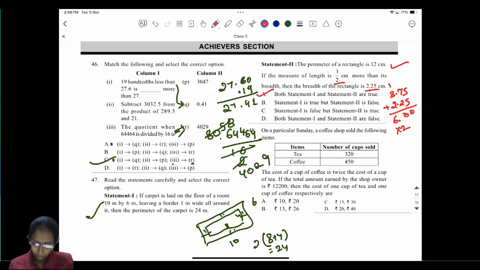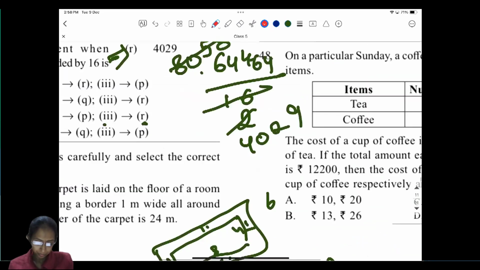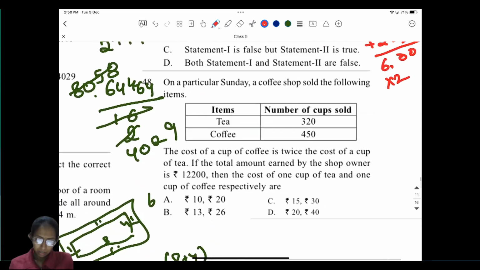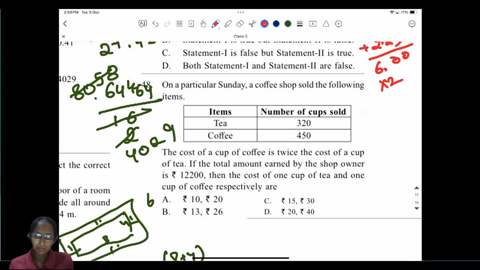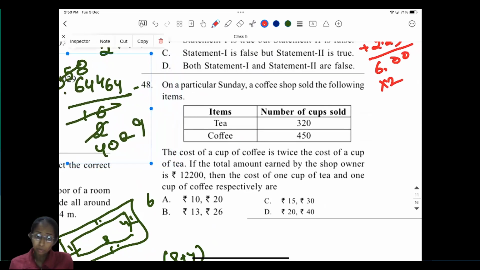Now coming over to the 48th question. On a particular Sunday, a coffee shop sold following items: tea and coffee. The cost of cup of coffee is twice the cost of cup of tea. Okay. Then if the total amount earned by the shop owner is 12,200, then the cost of 1 cup of tea and 1 cup of coffee respectively are.